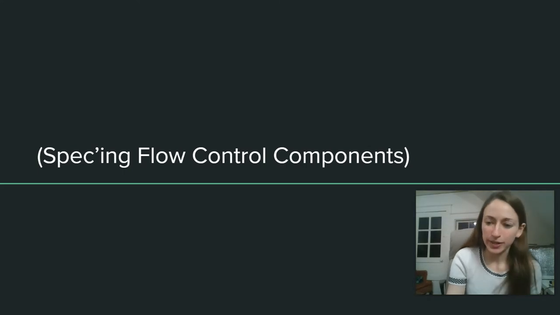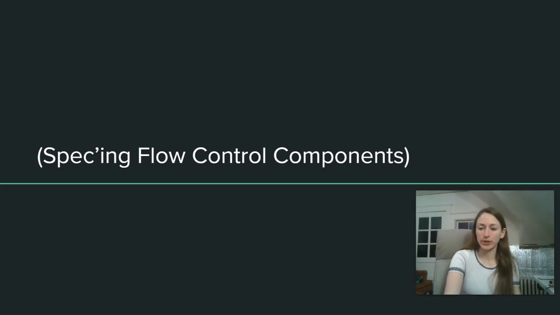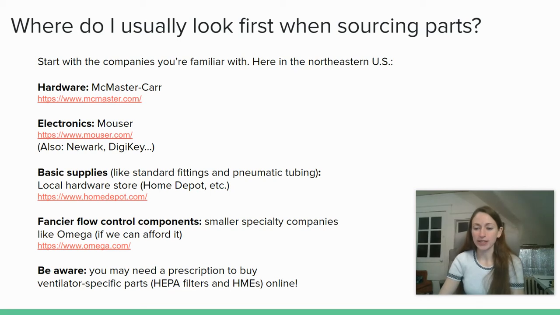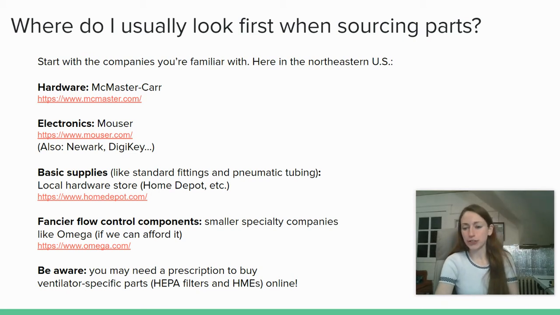Cool. So in terms of spec'ing flow control components, the first thing we want to do is think about where we might be sourcing from. I think a lot of engineers start off with a list of known companies that they've sourced from in the past. If you're not familiar with good companies in your geographic location, you can reach out to engineers that you know who have been working in this field a little longer. But usually there's a set list that you turn to first. So here I'm operating in the northeastern US.